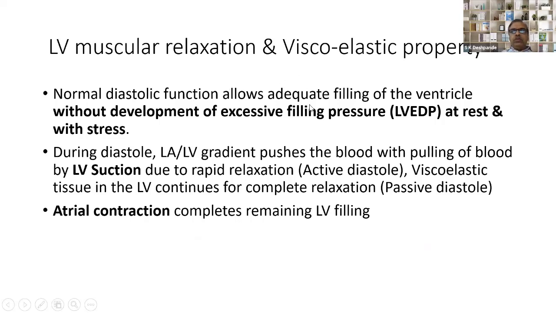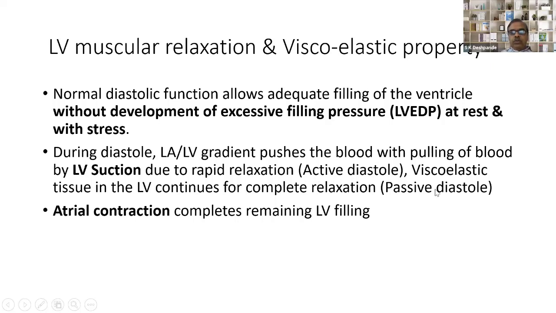So normal diastolic function allows adequate filling of the ventricle. Once the ventricles are filled, the pressure at rest, or even with stress such as exercise, the left ventricular end-diastolic pressure doesn't rise much. What happens during diastole? The left atrium to left ventricular gradient pushes the blood into the left ventricle, but at the same time the left ventricle is actively relaxing, and there is an LV suction effect due to the relaxation. This is called the active phase of diastole.